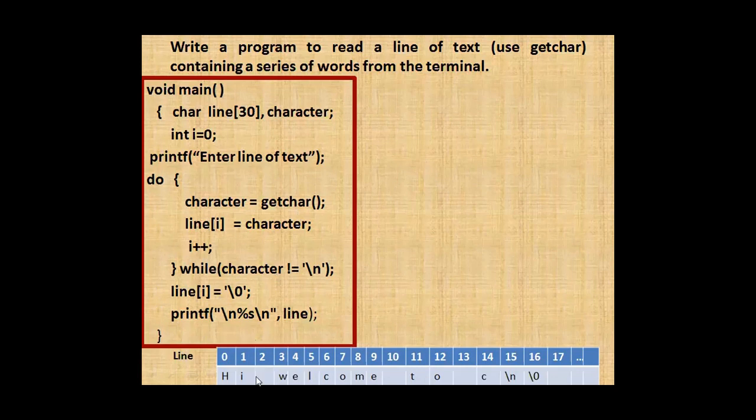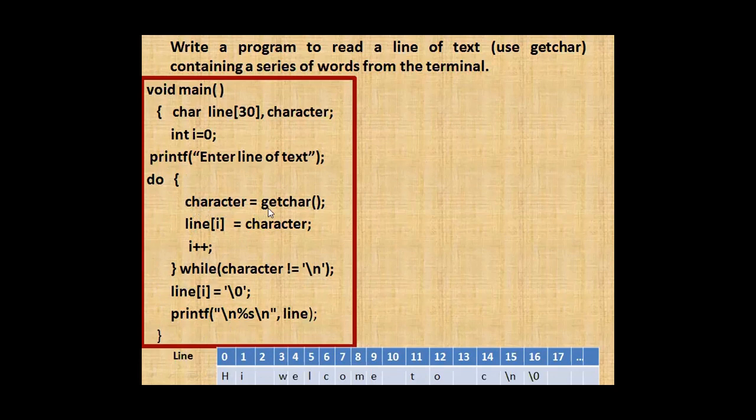What value have we given? "Hi, welcome to C." So the first time, it goes and gets the first character. What is the first character? H. It reads H and assigns it to line of 0. Now we are incrementing i and checking whether the character H is not equal to newline. Yes, it is not equal. So again it goes, because it's a do while, and repeats.